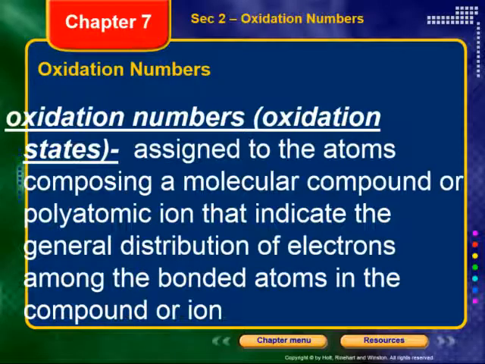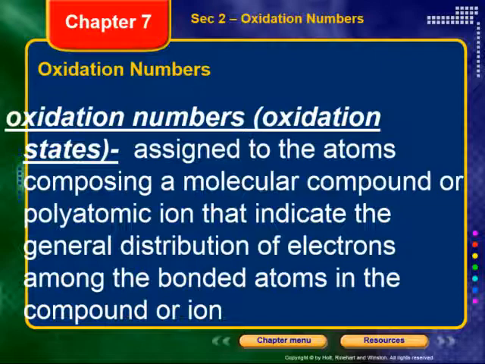So let's start with what oxidation numbers are. They are assigned to atoms composing a molecular compound. This is the most useful version, when you use it on molecular compounds or a polyatomic ion, again covalently bonded, that indicate the general distribution of electrons among the bonded atoms in the compound or ion.